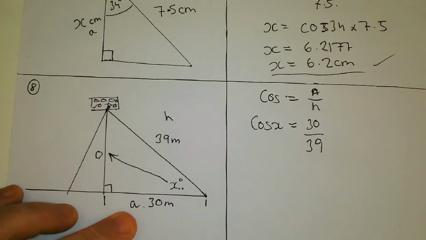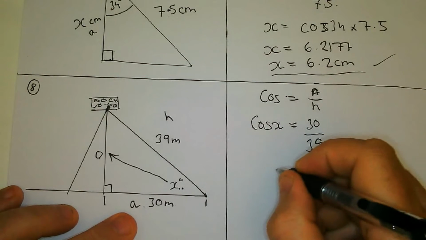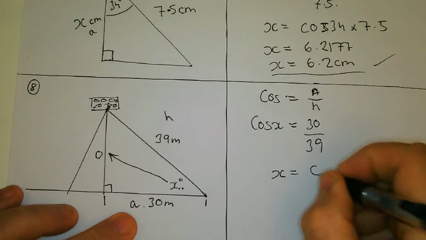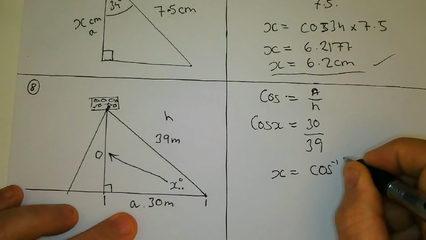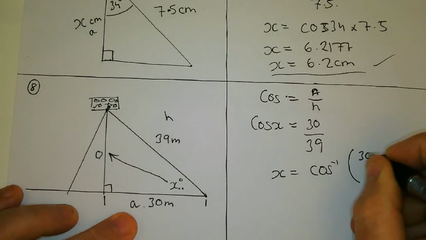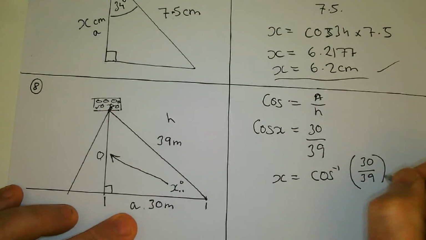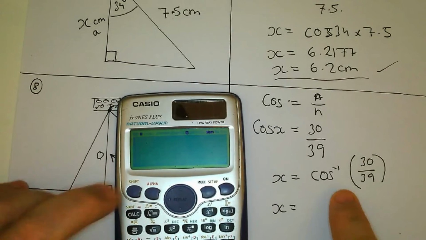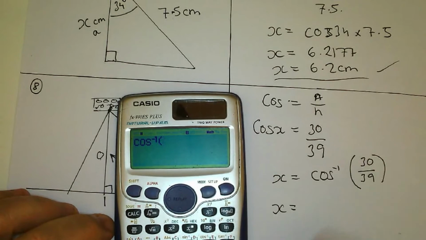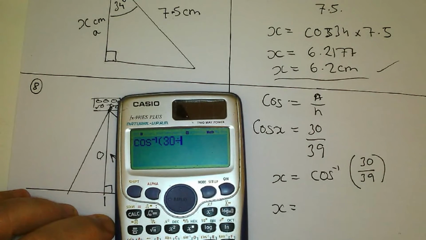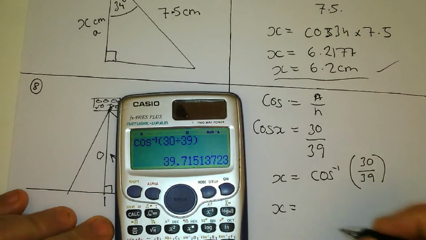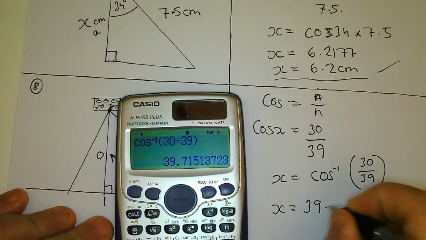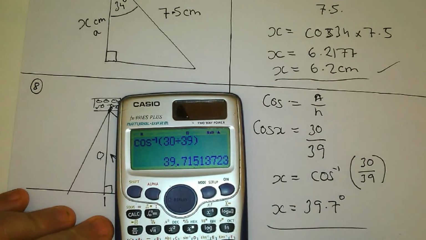Now here's a wee tricky bit. X equals, move this cos across the other side, cos to the minus 1. What I'm going to do, I'm going to do that in one go. Shift cos to minus 1, 30 divided by 39, close the brackets. I don't think you need that closed bracket, I think the calculator just knows how to do it. 39.71, so 39.7 degrees, and that's you. Okay, it's easy as that.